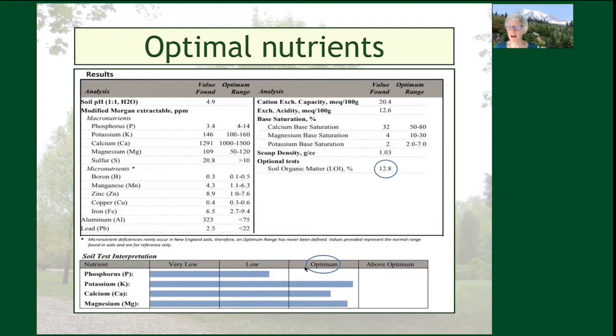So because we have optimal levels here, and because this happens to be my own landscape soil, and I know very well how it's been managed over the 50 years we've owned the property, and have a pretty good idea of what happened hundreds of years before then, I can tell you that 12.8% organic matter is ideal for this system. And the reason it's ideal is because I'm in a landscape that is full of Garry oak trees.